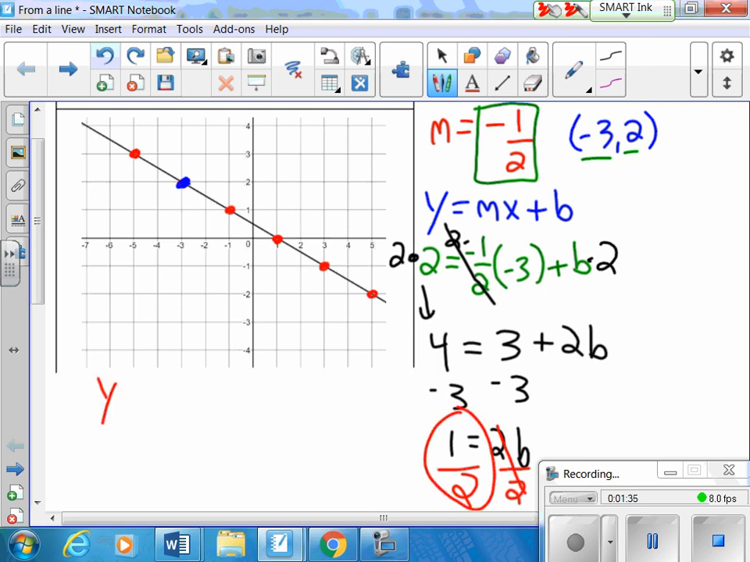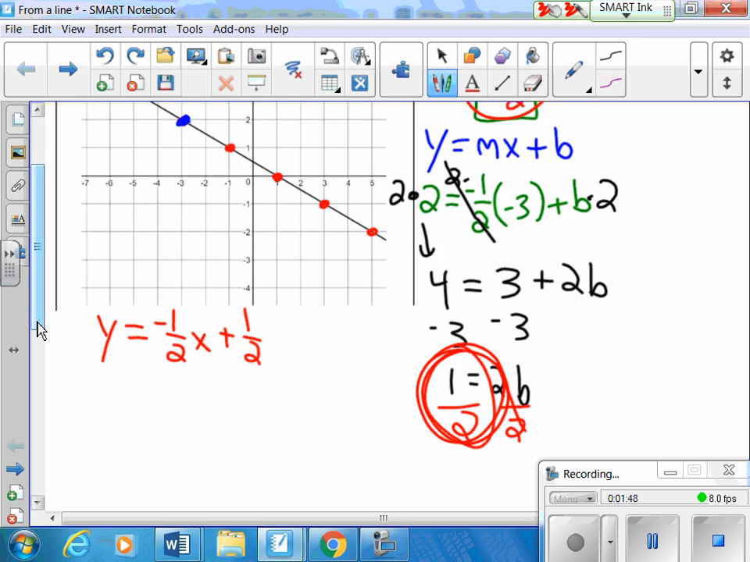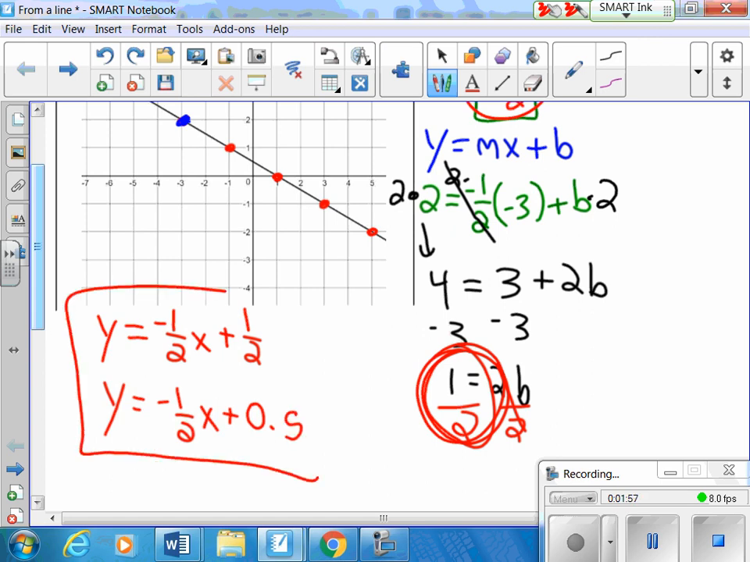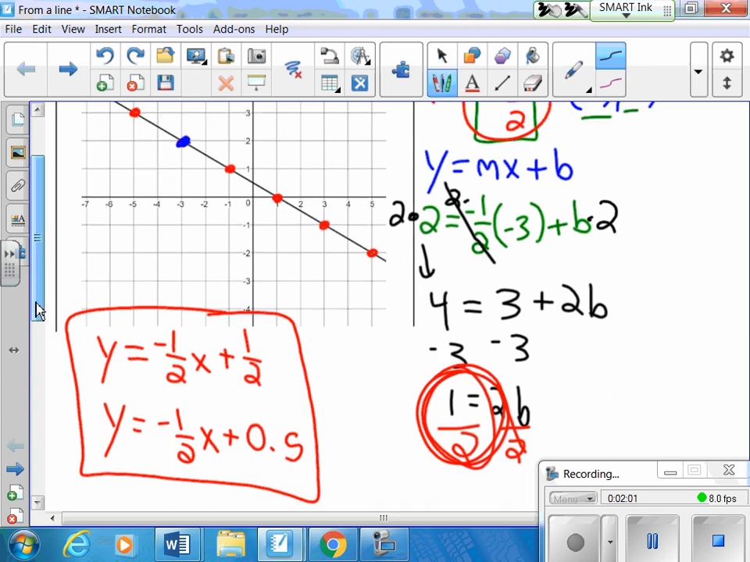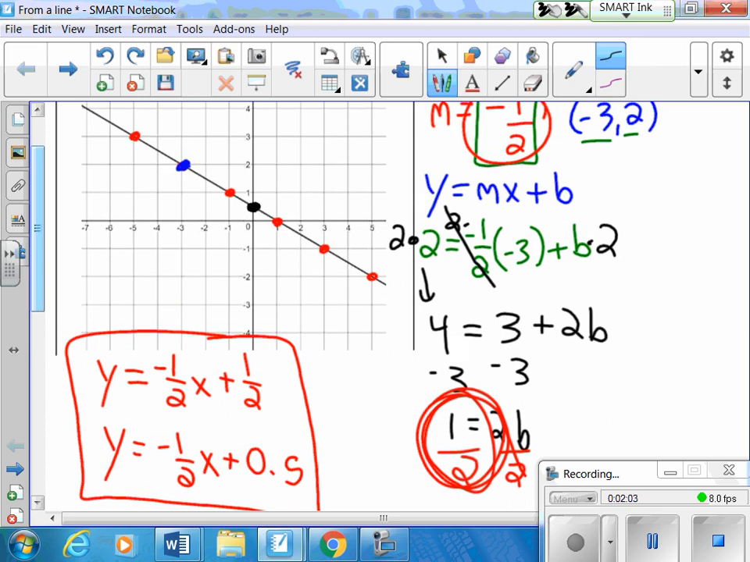So your equation is y equals. The slope is negative 1/2. You see it up here, negative 1/2. That's my slope. X. And the y-intercept is positive 1/2. Or you could write your y-intercept as a decimal. Y equals negative 1/2 x, and then 1/2 is 0.5. Either one of these answers will work. And if you look at 0.5, that's your y-intercept. Does 0.5 look like a reasonable answer for a y-intercept? I think it does.